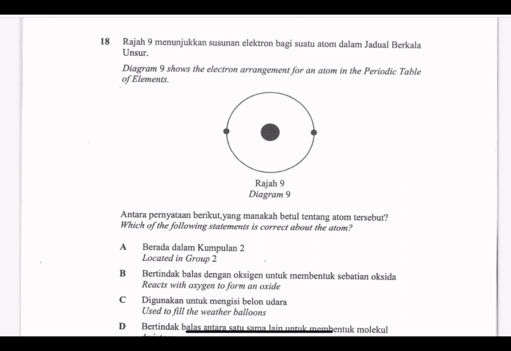Electron arrangement for an atom. So this atom in the periodic table. Okay, only 1 electron shell and 2 electrons. 1, 2.